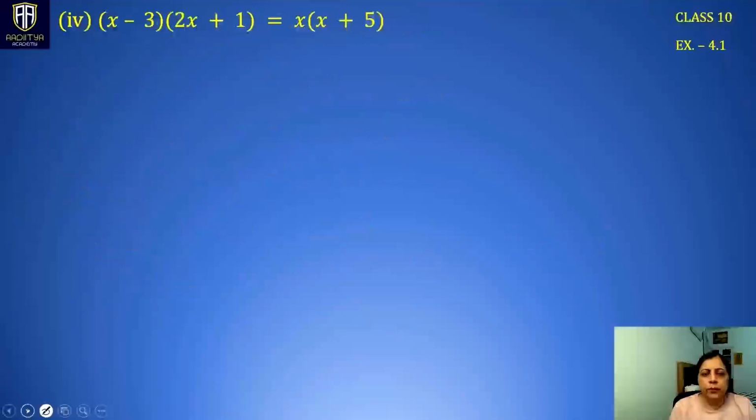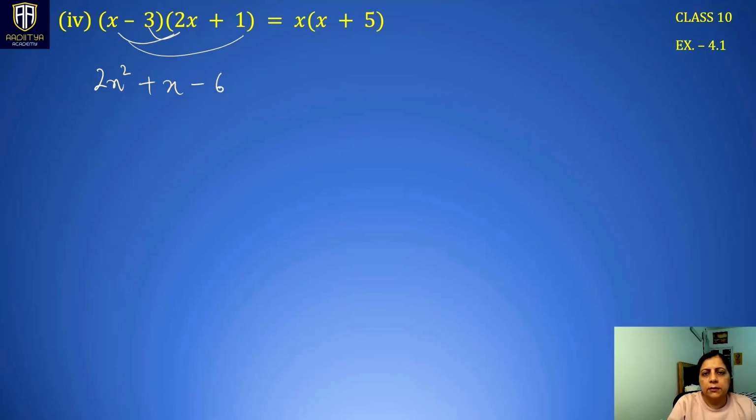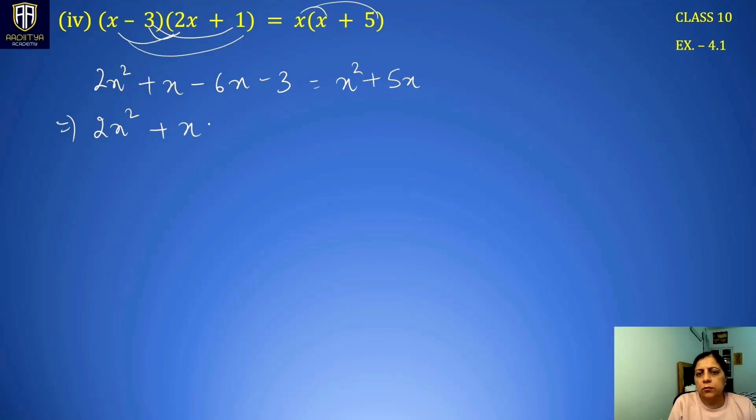Next part is we have to solve this, which is 2x square. X multiplied by 1 is plus x. Then we have minus 6x and minus 3. In RHS, we have x square plus 5x. We solve it further. We bring all the terms. This is x minus 6x. I'm writing it like this. I'm bringing all the terms to left hand side. This becomes minus x square.